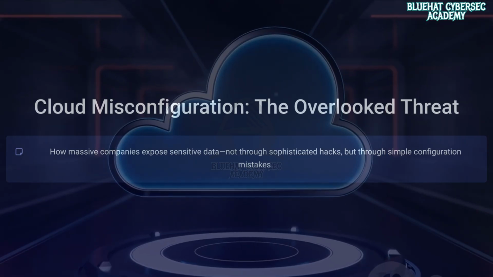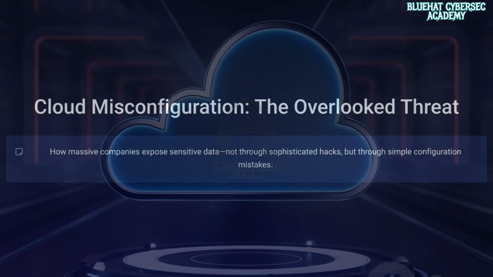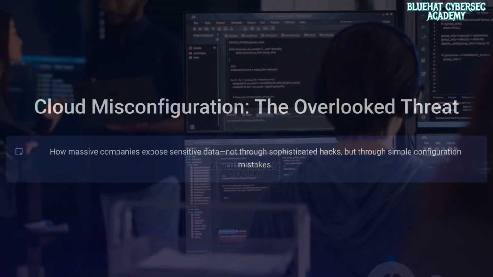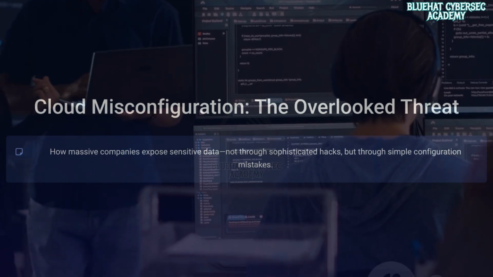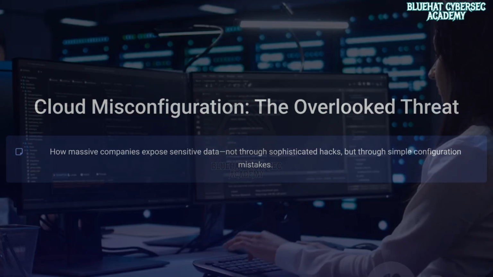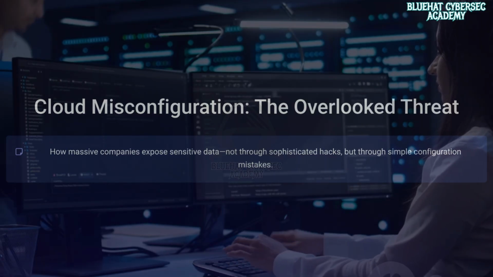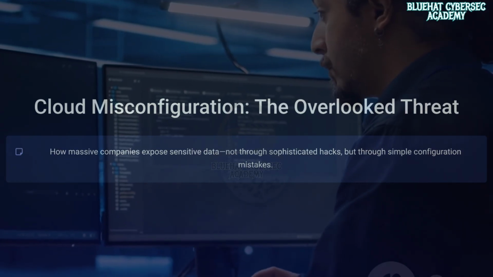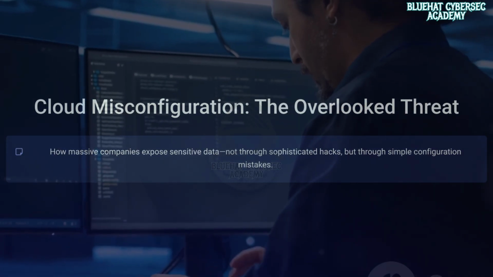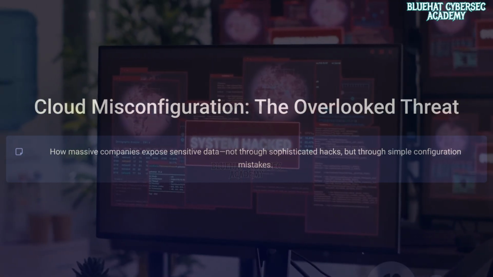Today, we're diving into one of the most overlooked yet dangerous threats in modern cybersecurity: cloud misconfiguration. Cloud computing has completely transformed how organizations build, deploy, and scale applications. But along with that power comes a new kind of risk, one that's surprisingly simple: cloud misconfigurations. Unlike advanced cyber attacks or zero-day exploits, these vulnerabilities often come down to small, everyday mistakes. Yet, they are responsible for some of the biggest data breaches in recent years.